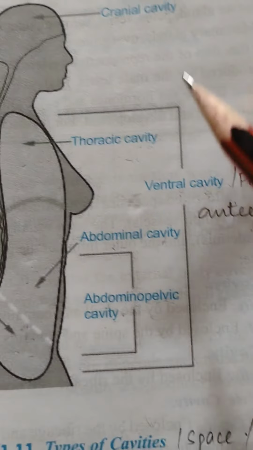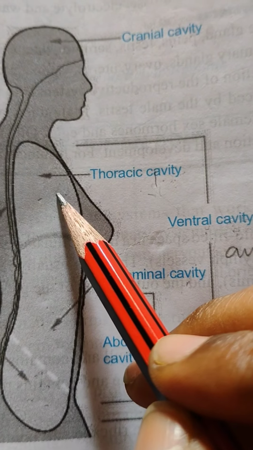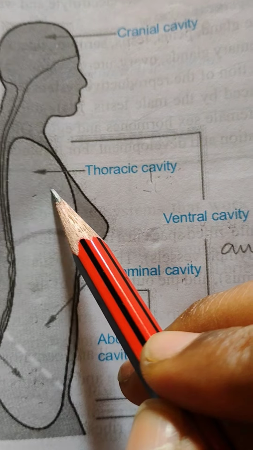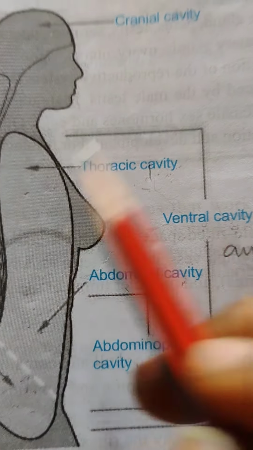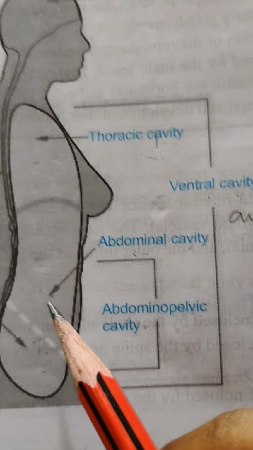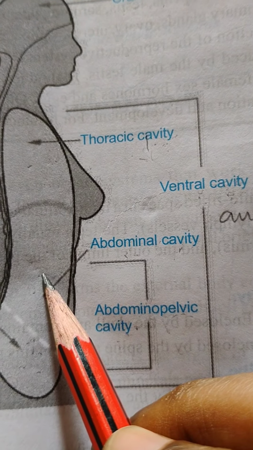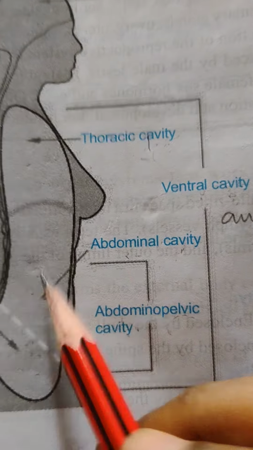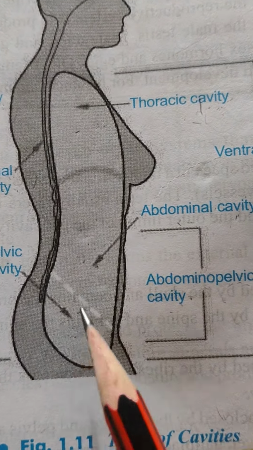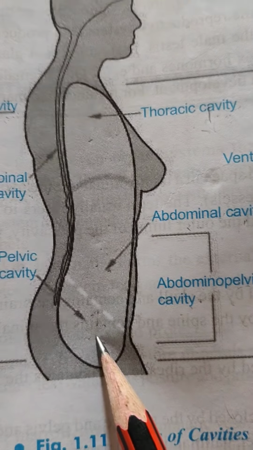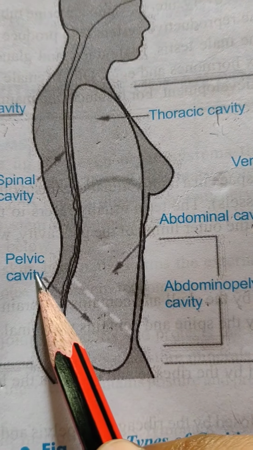Then next, the thoracic cavity. The heart and lungs are located within the thoracic cavity. Then here, digestive organs, spleen, and kidneys are located within the abdominal cavity. Then this is the pelvic cavity, or pelvic space. The bladder and reproductive organs are located within the pelvic cavity.